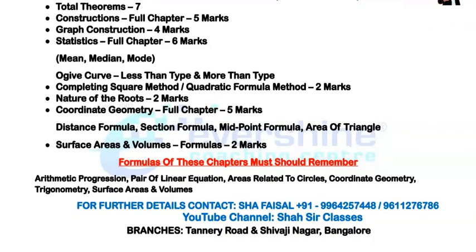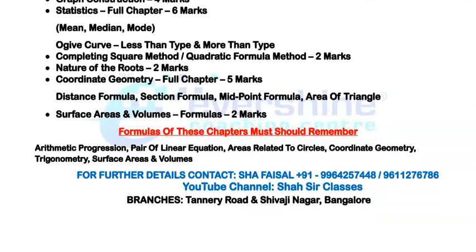And then coming back to ogive curve, we have an ogive curve which is called less than type and more than type. You have to cover this topic. And completing square method or quadratic formula method, study that. From that area you can expect 2 marks. And nature of the roots, 2 marks.